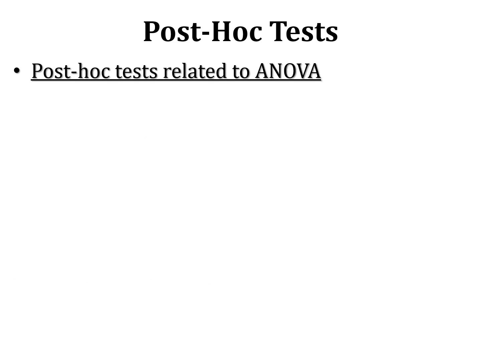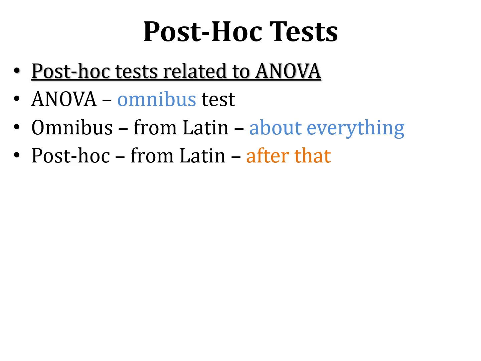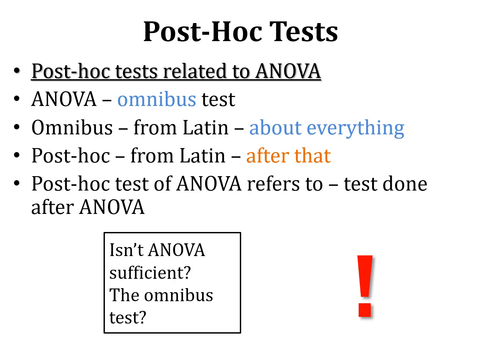Now for the post hoc tests related to ANOVA, we'll see certain examples. But before that, we have to understand why these tests are needed, because ANOVA is the omnibus test. Omnibus test means that it is about everything. The word omnibus is from Latin, which means about everything. So the post hoc test, they mean after that. So ANOVA is the omnibus test, which is about everything, and post hoc is from Latin, which means after that. So a post hoc test of ANOVA refers to a test done after ANOVA.